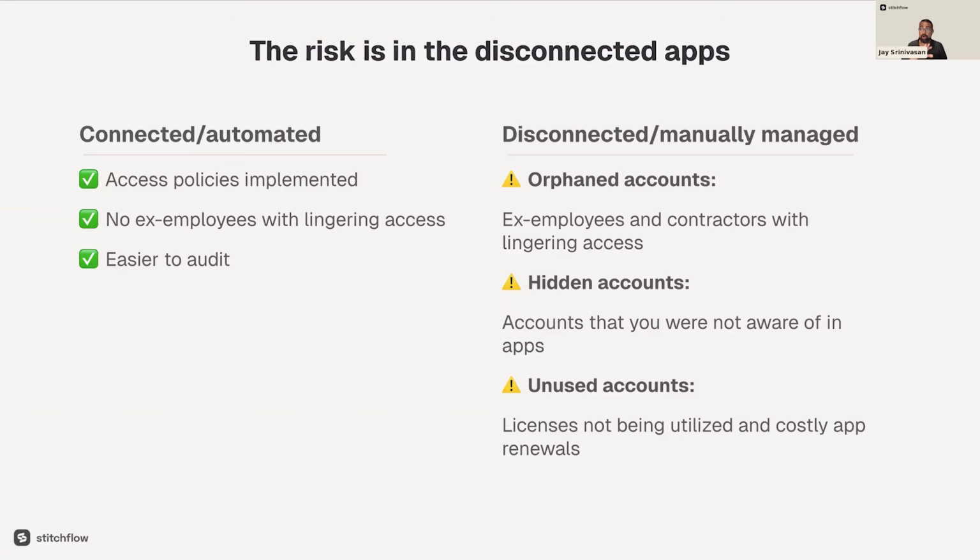On the other hand, all of your risk falls in the disconnected app space, where you are dealing with three primary types of risk when it has to do with these disconnected applications. The first and probably most worrisome is what we call orphaned accounts.